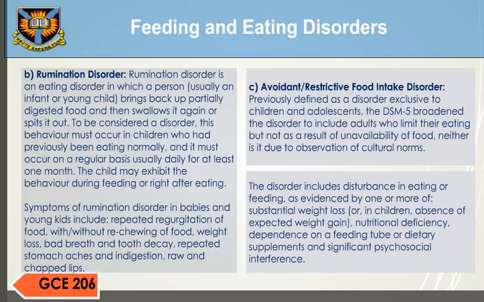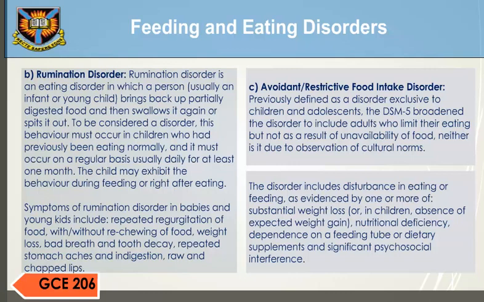Symptoms of rumination disorder in babies and young kids include repeated regurgitation of food, with or without rechewing of food, weight loss, bad breath and tooth decay, repeated stomach aches and indigestion, and raw and chapped lips. C. Avoidant restrictive food intake disorder.